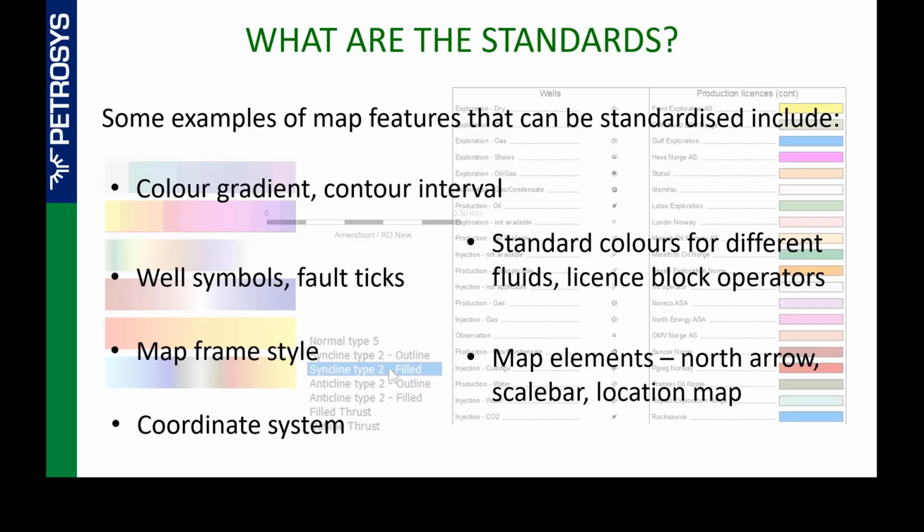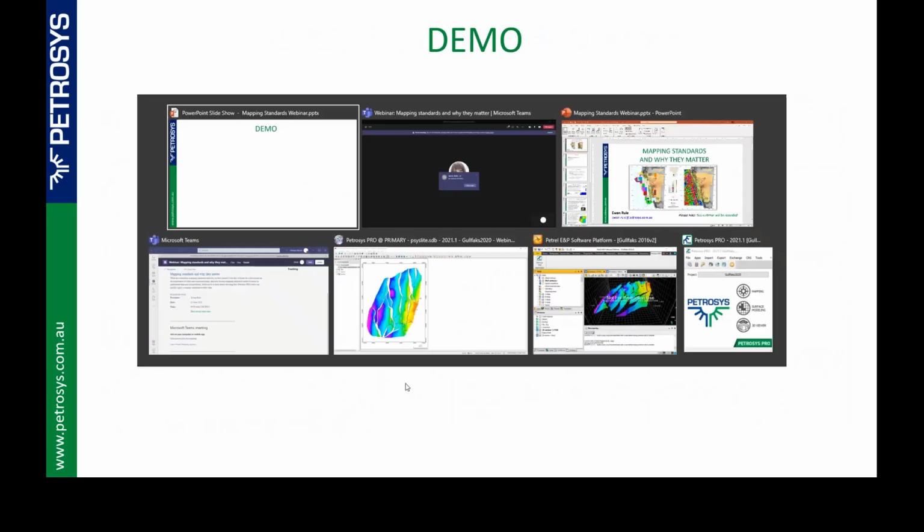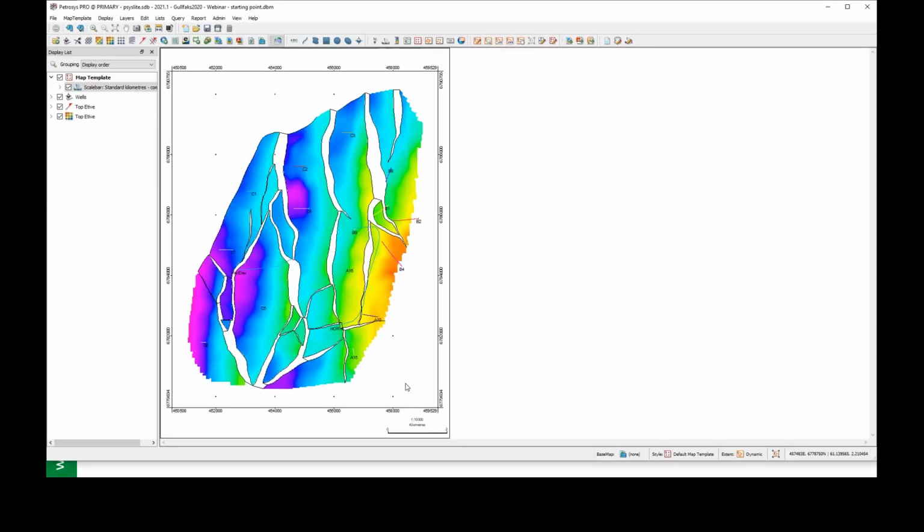So we'll now move into a live demo within Petrosys and see how we apply some of these aspects. So I'm starting off here with a very basic map. If you've just installed Petrosys out of the box, if you're evaluating the software, this is what our default map style looks like, which isn't itself quite basic. It's got XY coordinates, it's got a scale bar, not too much more.